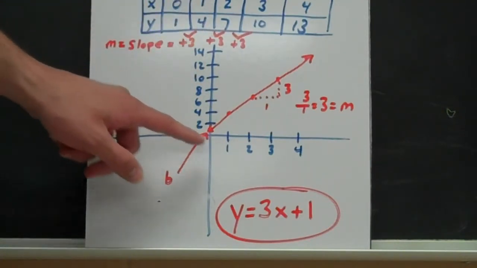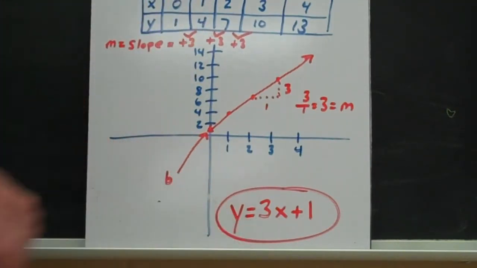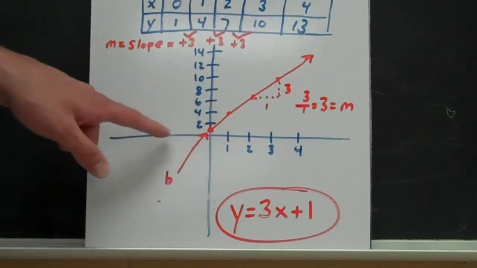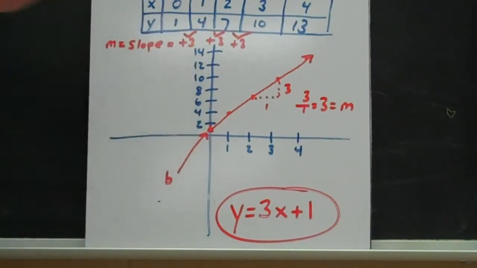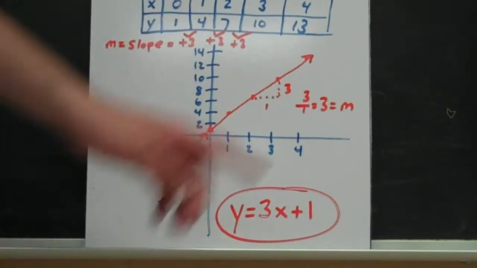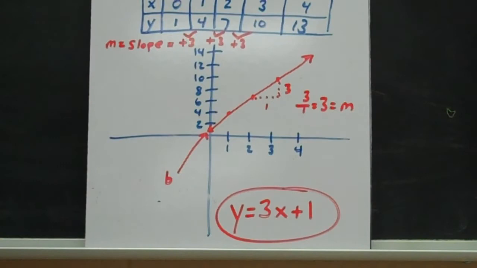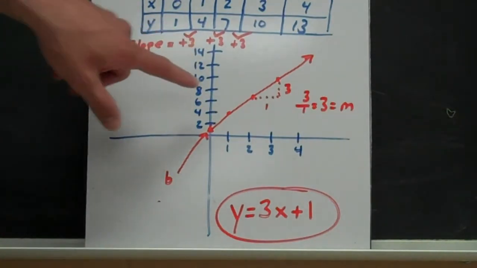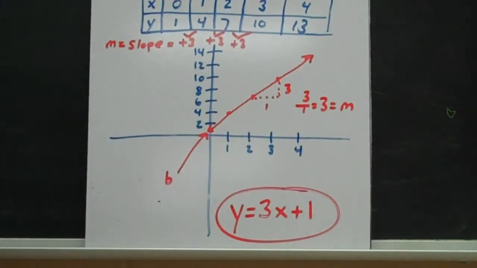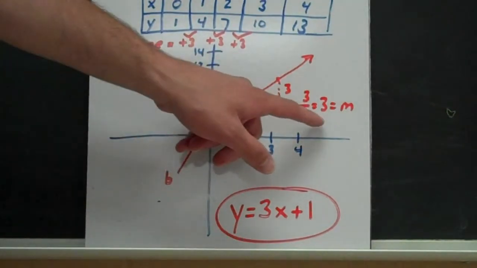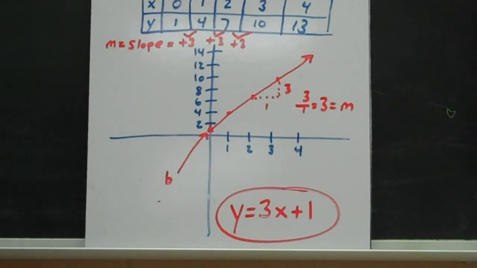We can also go from the graph to the rule. If we look at our graph, the b value is where it starts. Well, it starts at 1. The slope, remember we drew slope triangles to find the slope. We're going up 3 and over 1 to get our slope. 3 over 1 is 3. And we have our equation y equals 3x plus 1.